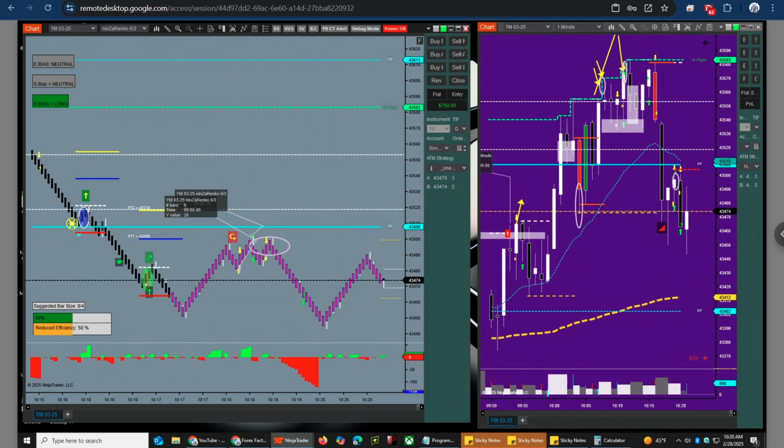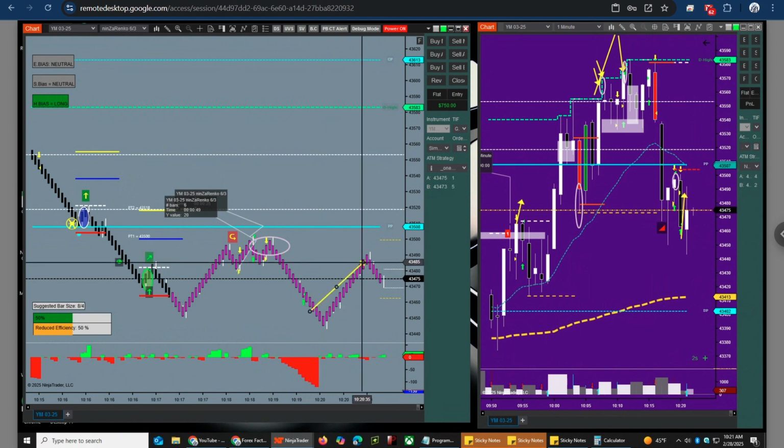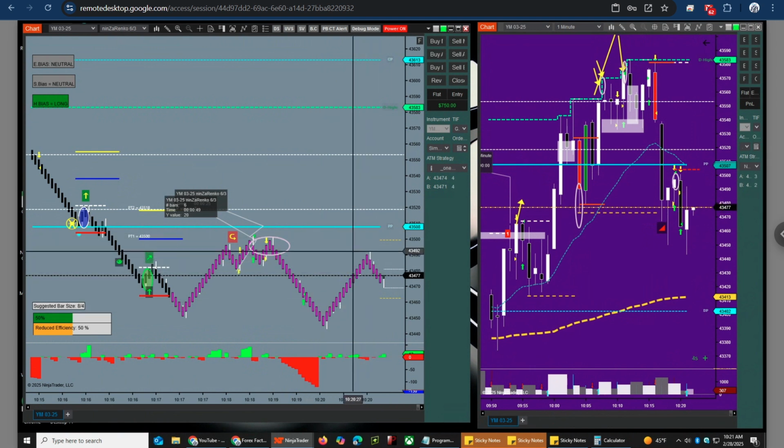But again, oh, see, I have power mode on right now. This might have been a signal. I don't know. I'd have to look at another chart, but power mode is on, and notice how nothing is appearing right there.